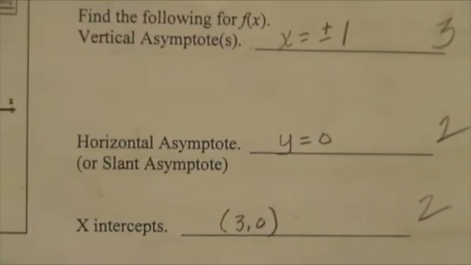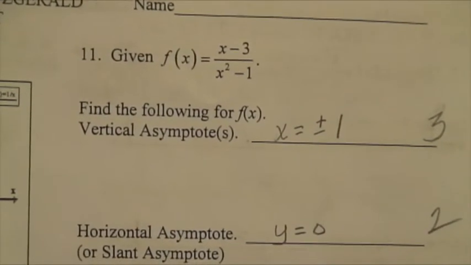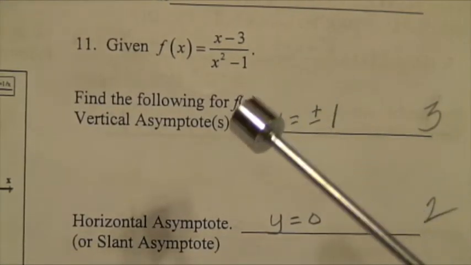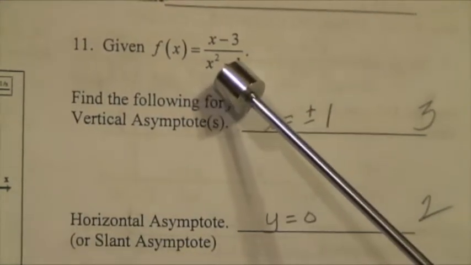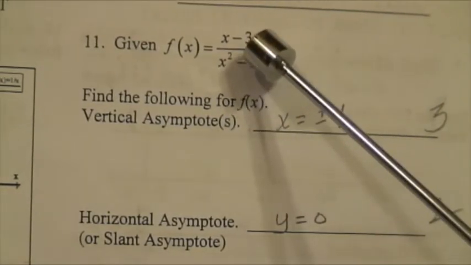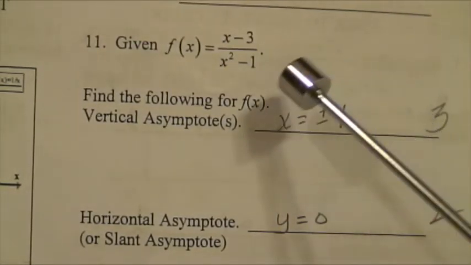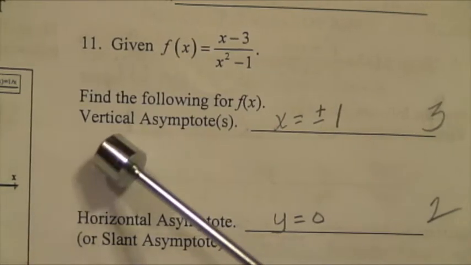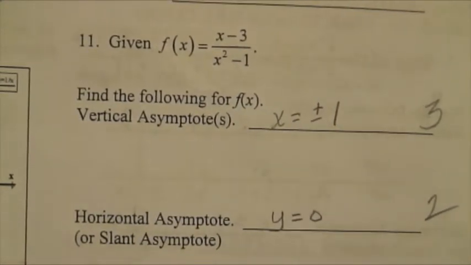Number 11. Given that function x minus 3 over x squared minus 1, the vertical asymptotes: take the bottom, set it equal to 0, solve for x. That means we're going to add 1 over, x squared equals 1, take the square root of both sides, x equals plus or minus 1. It is a vertical line, so it has to be x equals.